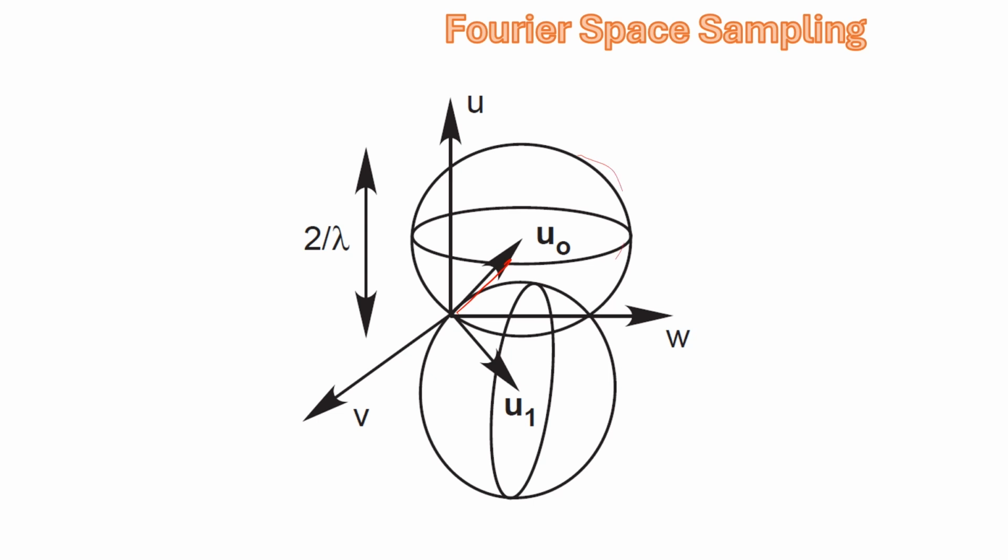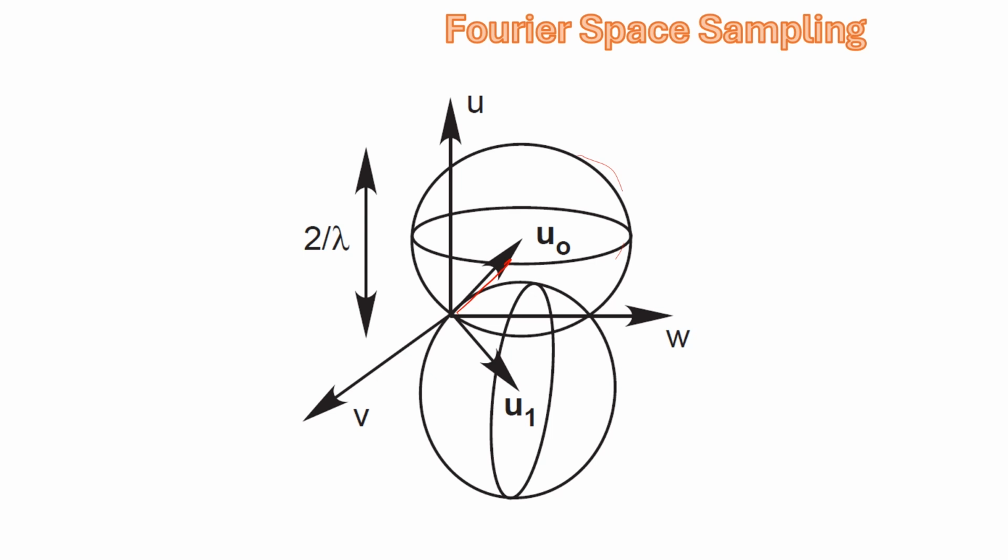So the magnitude of U, the wave vector for the scatter, is 1 over lambda as a requirement for the scattered field. So the scattered field sees the susceptibility on this sphere. The radius of the sphere is 1 over lambda, because that's the magnitude of U for the scattered field, and its diameter is 2 over lambda.